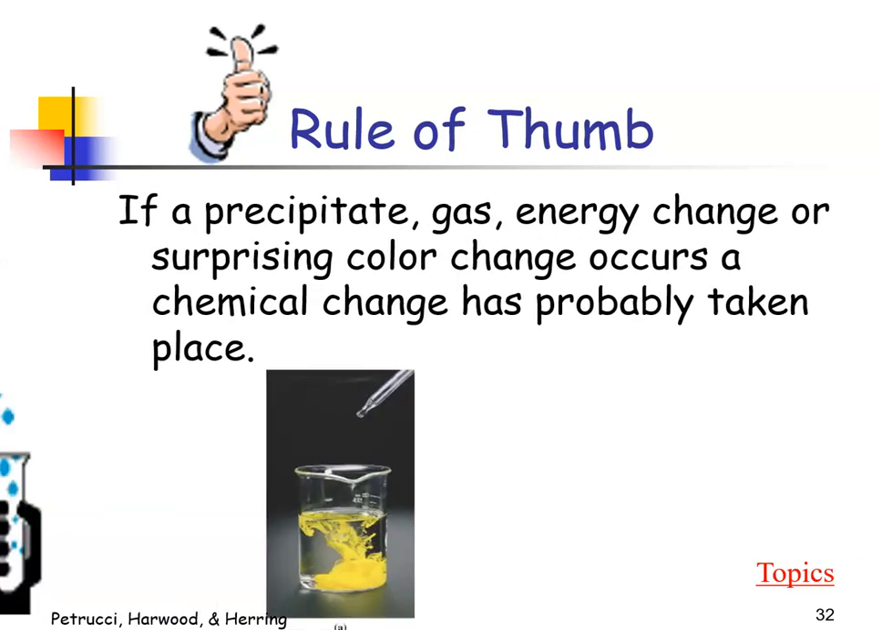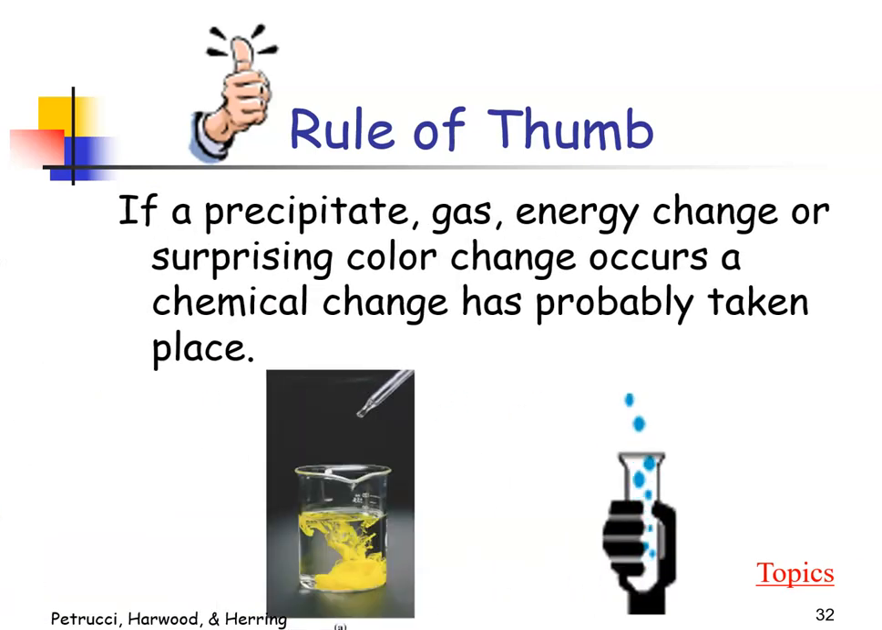So here's your rule of thumb. If a precipitate, gas, energy change, or a surprising color change happens, then a chemical change has probably taken place. By the way, this is formation of a precipitate here, and also you see the color change, gas being produced, or if it gets hotter.